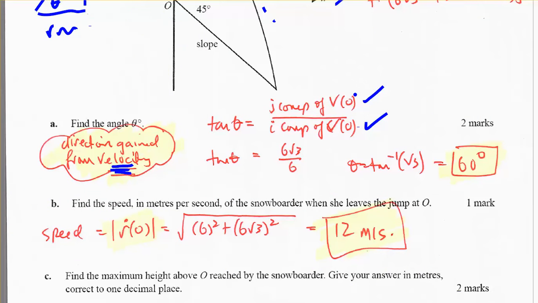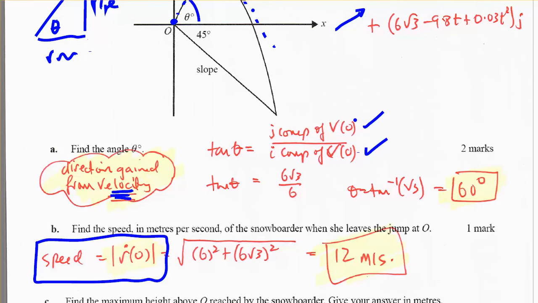Part B says find the speed. The speed is the magnitude of the velocity at time 0. So in that velocity equation, I'm going to make t equal to 0, and that gives me that. On a calculator, I get 12.